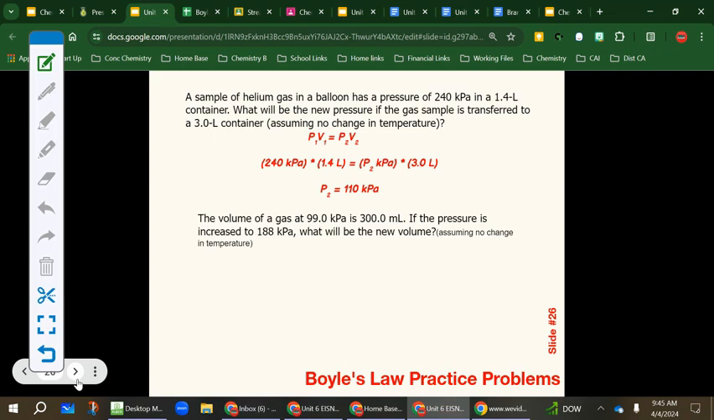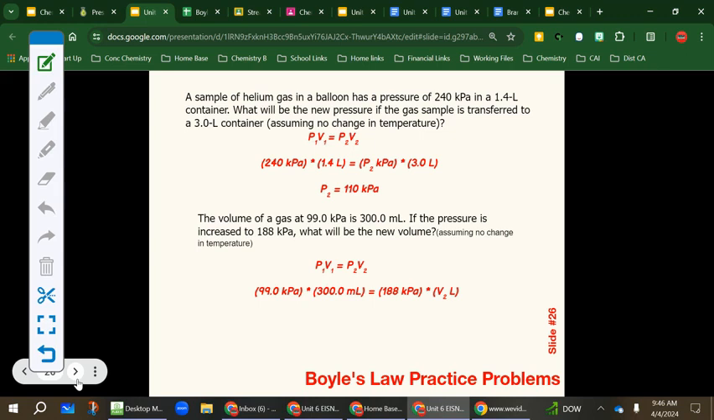So now, ladies and gentlemen, again, P1 V1 equals P2 V2. These two are together, correct? This pressure at this volume. Pick a side, they have to go to one side or the other. I'm going to put them on this side. On the other side, I'm going to put the new pressure, and then I'm solving for V2, the volume.